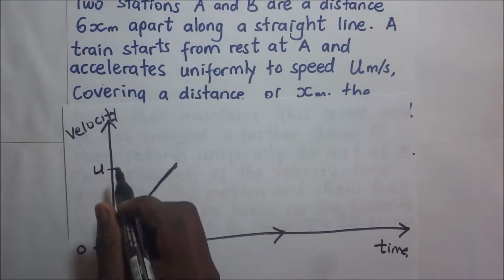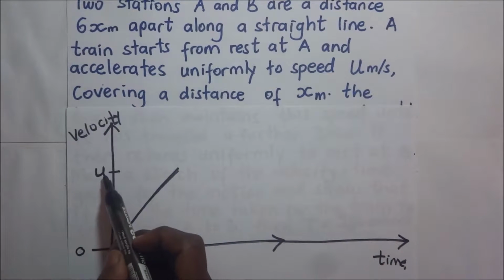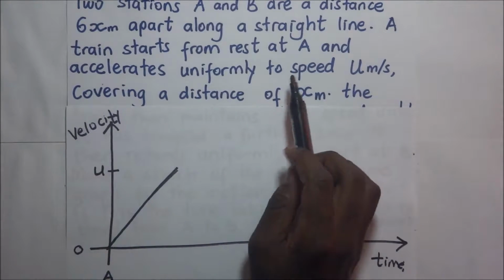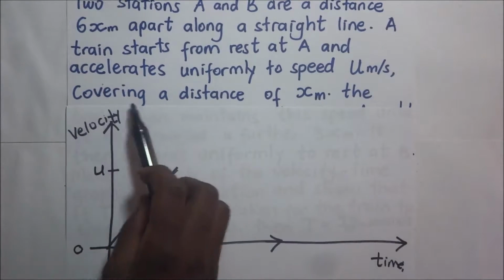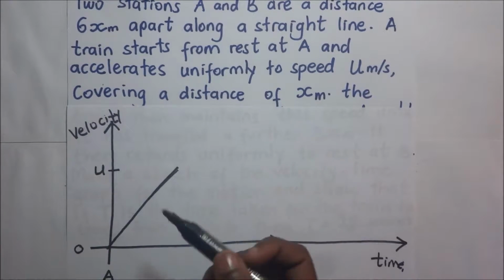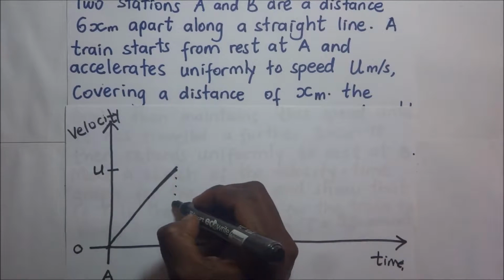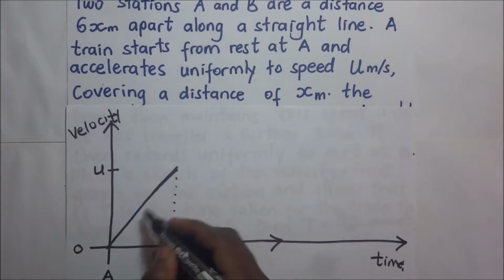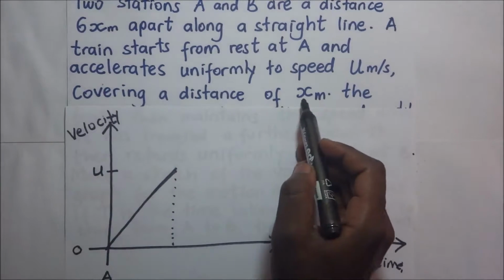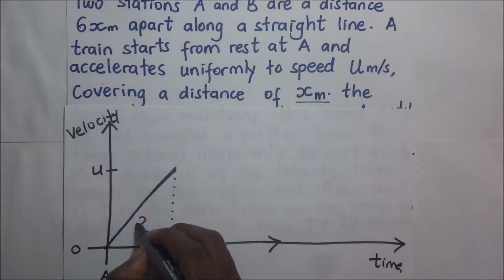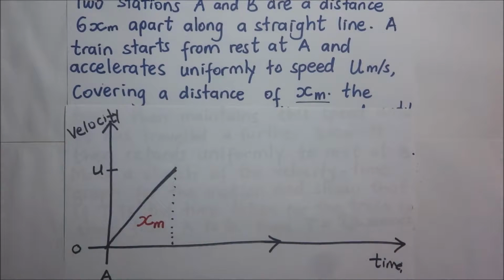Of course, when we are talking about speed, speed is just a scalar quantity. Velocity is just speed in a specified direction. So its speed is u meters per second, covering a distance of x meters. So it moves from here to here. The area under this graph represents the distance covered. And so the distance covered here is x meters.